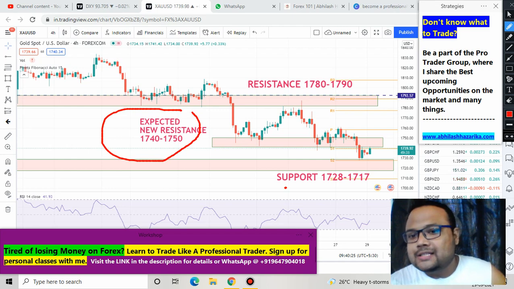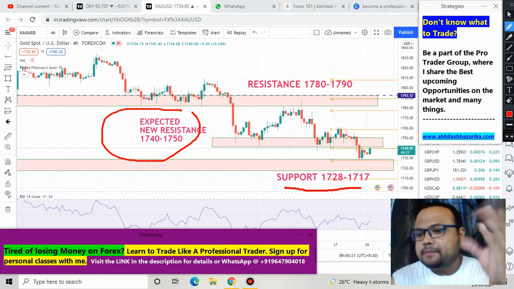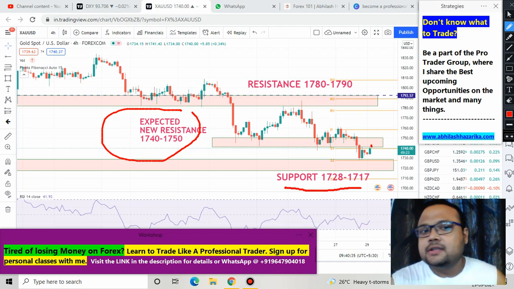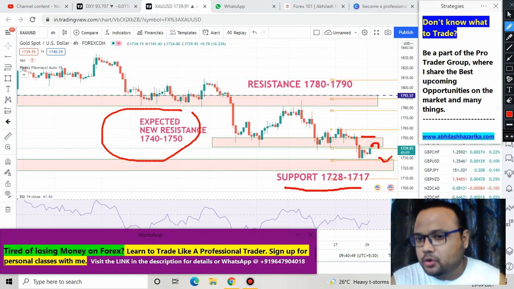and 1728 to 1717 is the new support for the market. So in simple words, there is a good possibility of the market reversing from this new resistance. If the market reverses from this new resistance level of 1740 to 1750, you can short the market. On the other hand, if the market bounces from the 1728 to 1717 level, you can go for a buy.